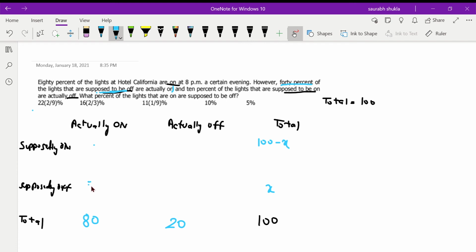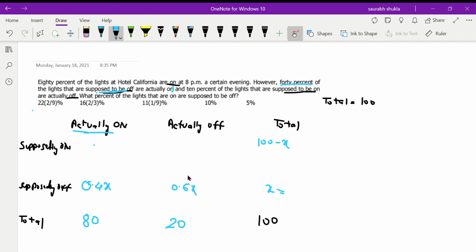So what percent of the lights that are supposed to be off are actually on? That's 40%. 40 is what? 40 by 100, or I can write it as 0.4. So I can say 0.4x are actually on. 40% of the total supposed to be off are actually on. So this is where we fit this in. How much is remaining in actually off? 0.6x, because their sum will give you x.